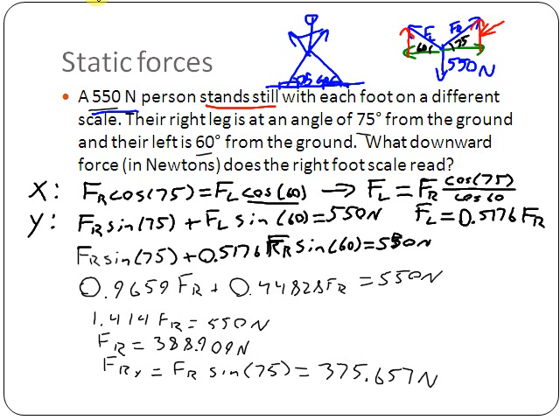The angles are at 2, they really don't make a difference here, so 2 would be our answer here, so we get 380 newtons. And so the scale is going to read 380 newtons on the right side, on the right foot, if this is a 550 newton person standing with right leg at 75 degrees from the ground and left leg 60. So this would be an example of a statics problem. These are basically how you set them up.